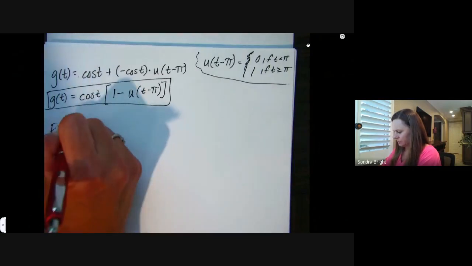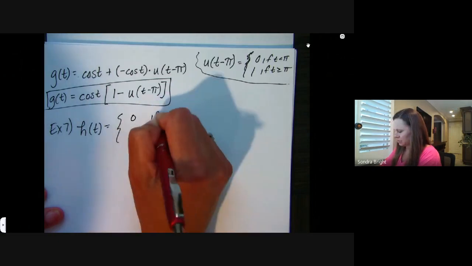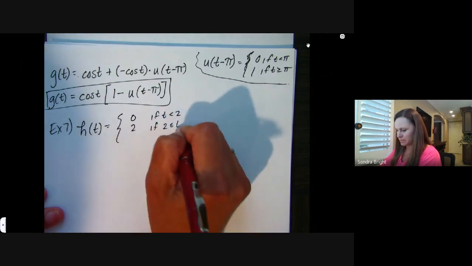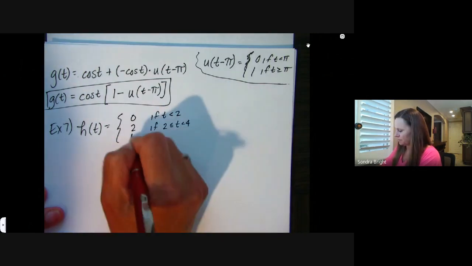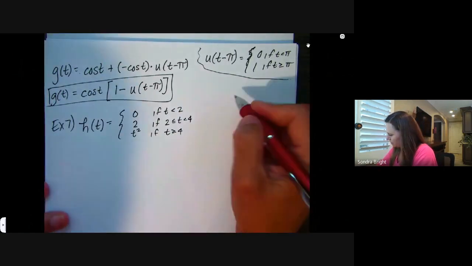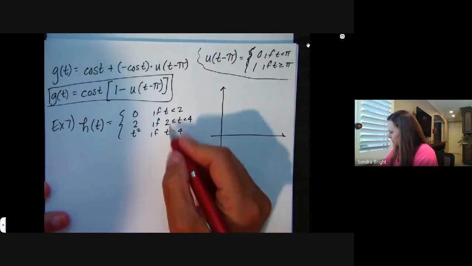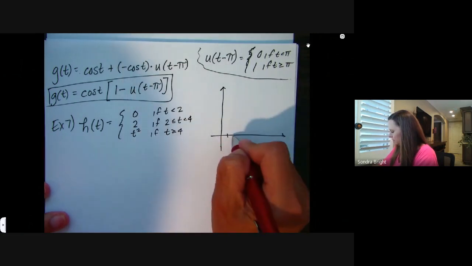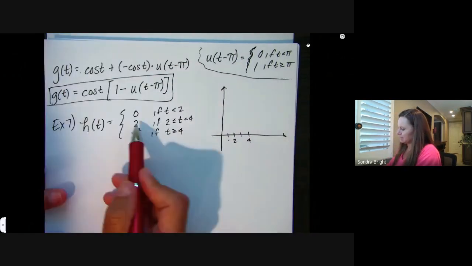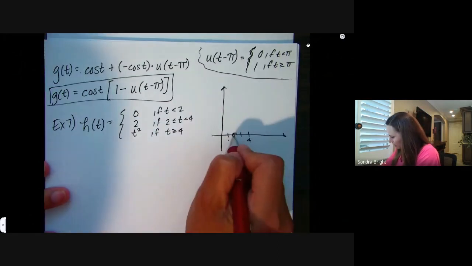How about if h of t is 0 if t is less than 2, 2 if t is greater than or equal to 2 but still less than 4, and then t squared if t is greater than or equal to 4. All right, so let's start with drawing a little sketch. We need 2, 3, 4, so I'll go small here. All right, so there's 2. So when t is less than 2, your h of t is 0. So open and going this way.